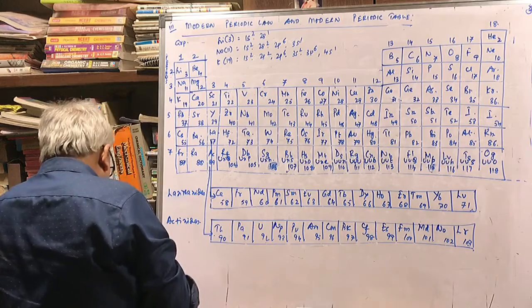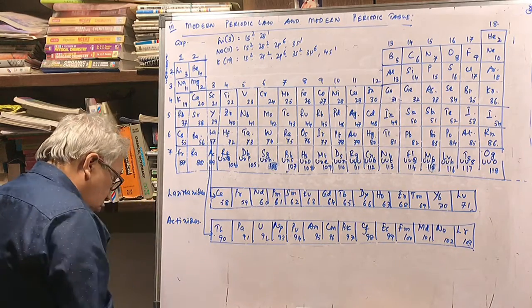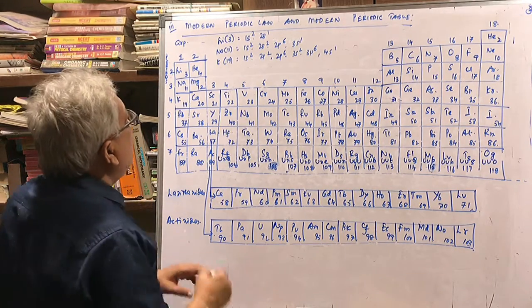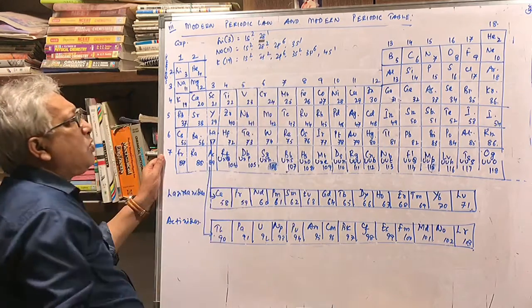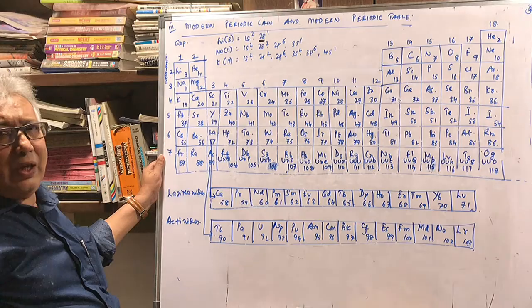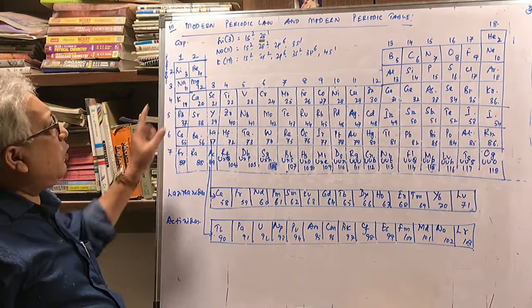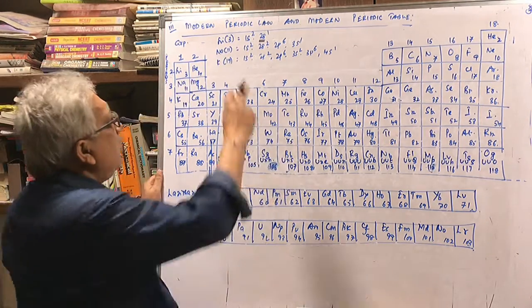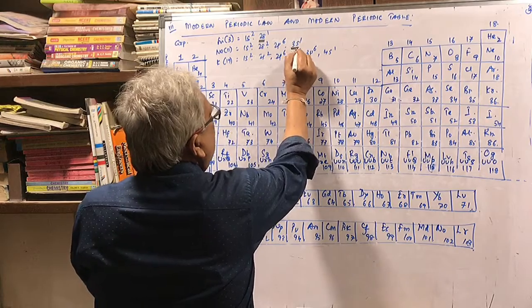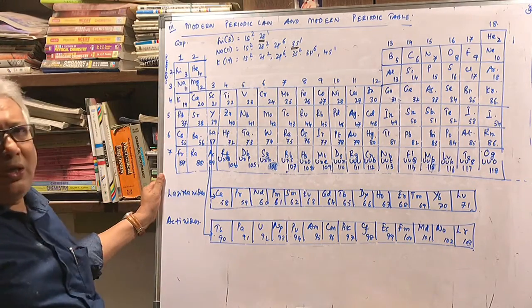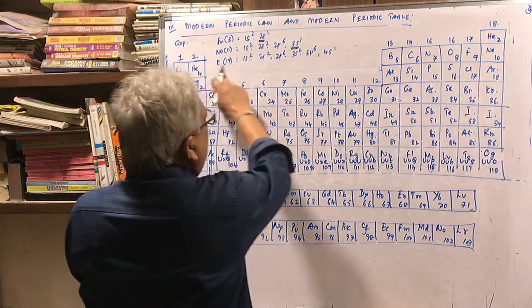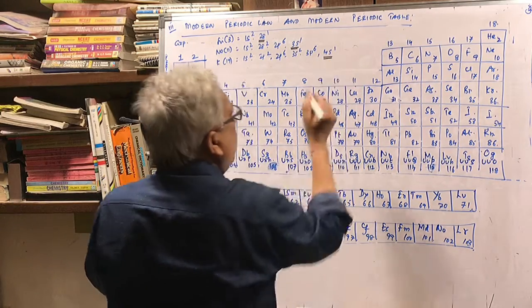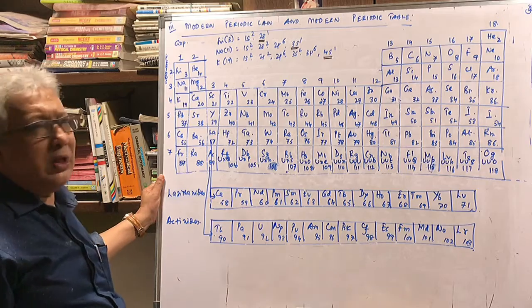So if you ask me what is the outermost electronic configuration of lithium, I say it is 2s1. That is, the outermost shell is the second shell. In the second shell, in the s subshell, there is only one electron. That is the situation in the outermost shell. What about sodium? 3s1. That means the outermost shell is the third shell. There is the s subshell in which there is only one electron. Similarly, potassium, it is 4s1. One electron in the s subshell of the outermost shell, that is the fourth shell.